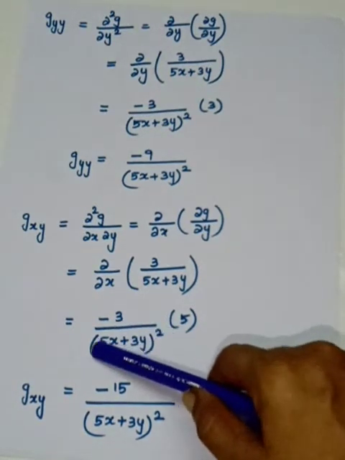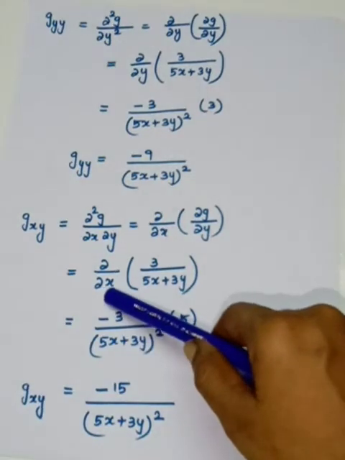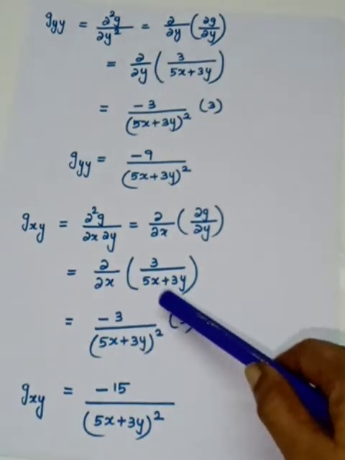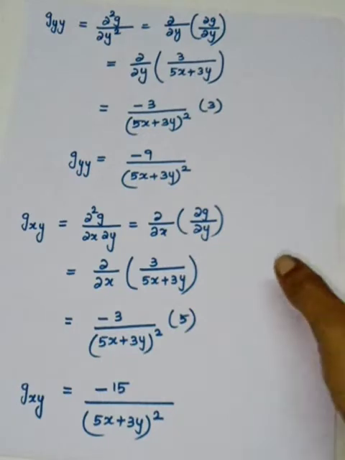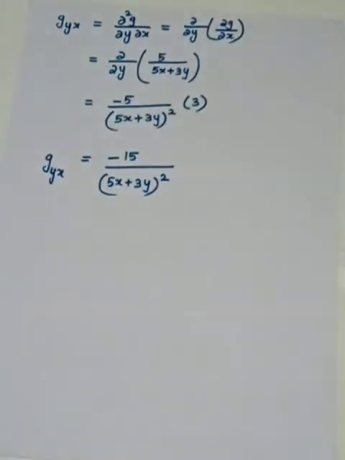Now 5x plus 3y has to be differentiated partially with respect to x. So the answer is 5. So you will get this. Next we have to go for gyx. So it is dou square g by dou y dou x, that is equal to dou by dou y of dou g by dou x. Dou g by dou x is substituted. Now that has to be differentiated partially with respect to y.